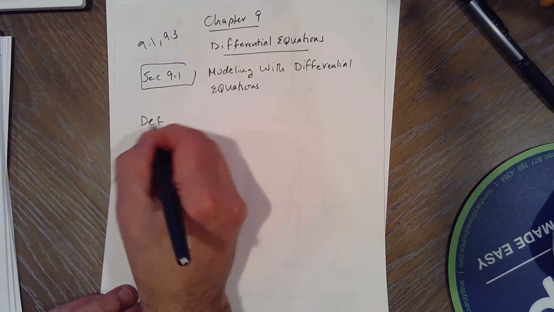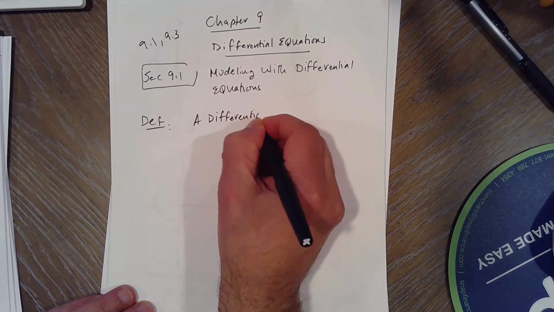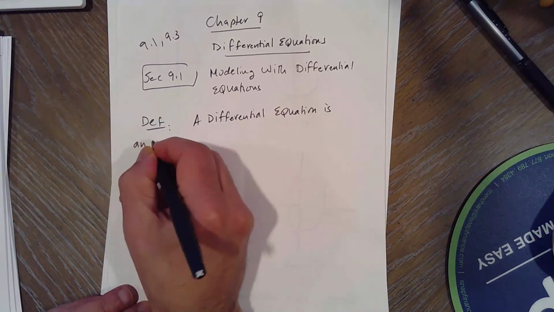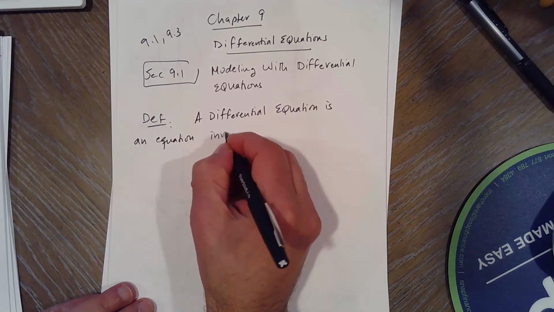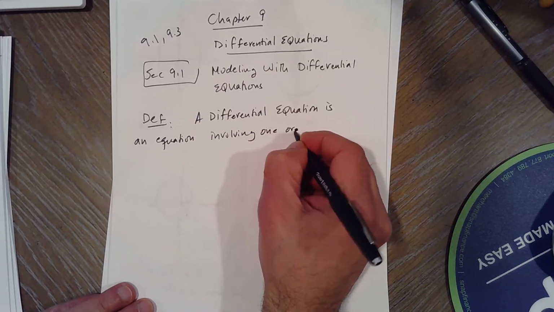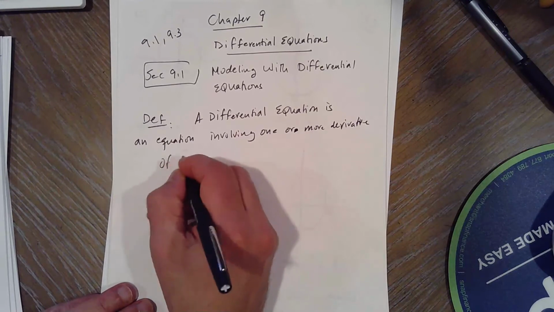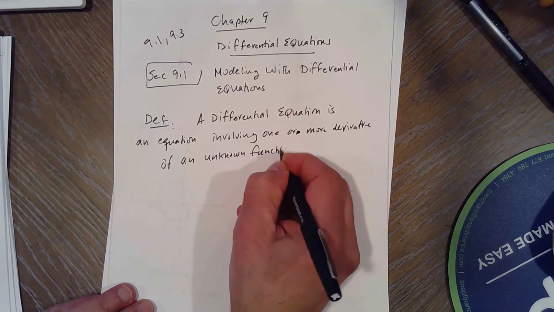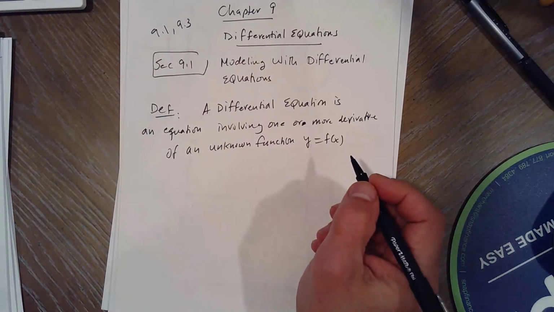So what is a differential equation? Just from the word, differential means has derivative. Equation, of course, has an equal sign. A differential equation is an equation involving one or more derivatives of an unknown function y equals f of x. So it involves y prime, y double prime, and so on.